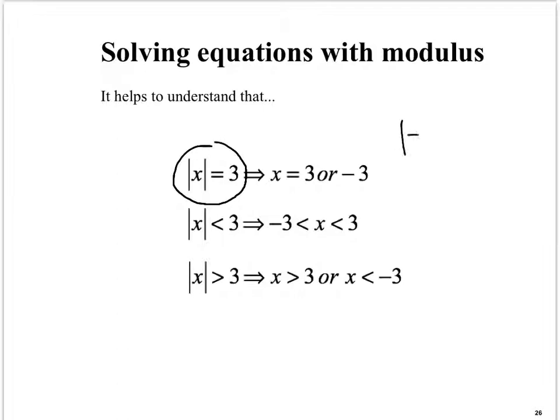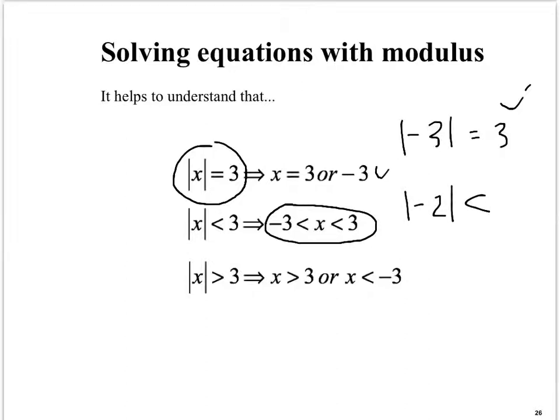Okay, so if x is -3, then this is absolutely true. Tick. That one's nice and easy to work out. The modulus of x less than 3, well, that means x could be anywhere between -3 and 3. Just convince yourself of that. If x is -2, then the modulus of -2, which happens to be 2, is that true? Yes, 2 is less than 3, that's true.